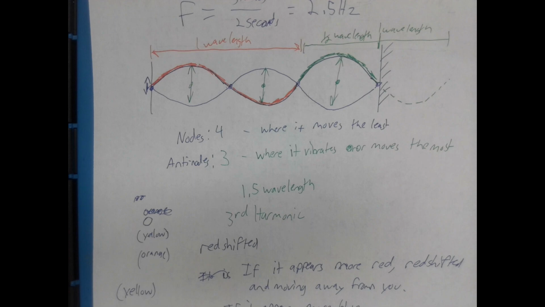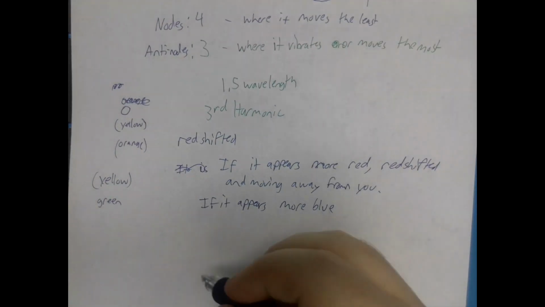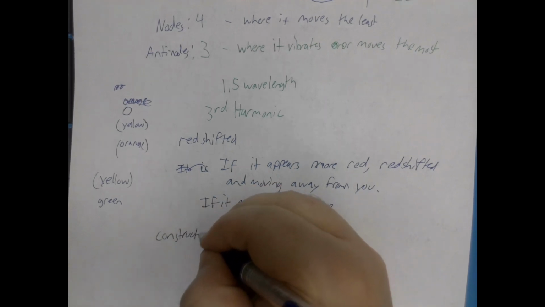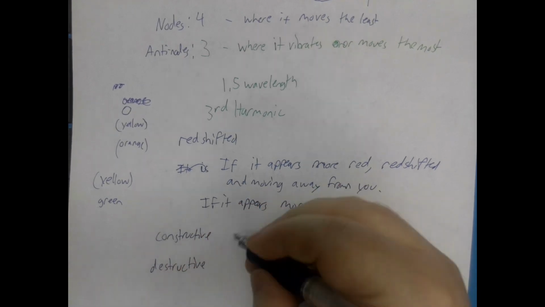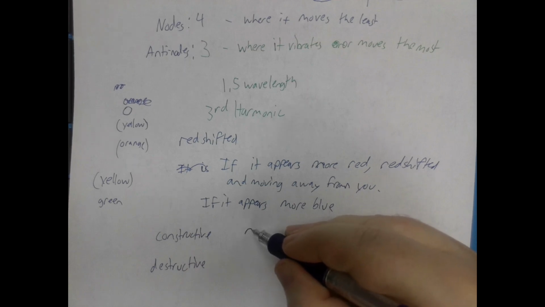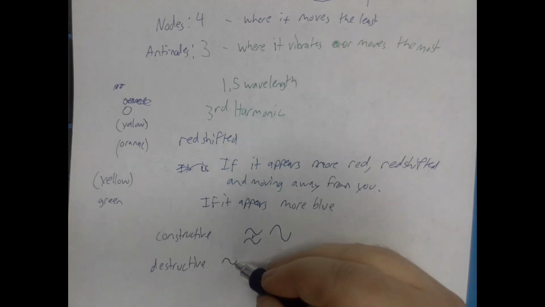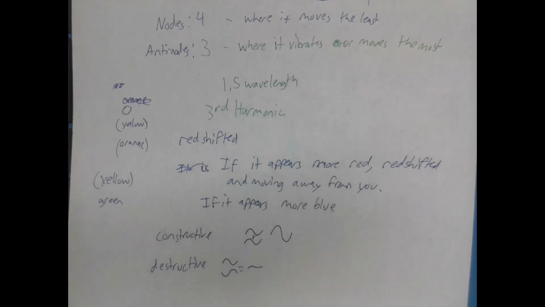And one last thing. Constructive versus destructive interference. Constructive would be whenever a crest and a crest line up to make a bigger wave. Destructive would be when a crest and a trough line up to make a smaller wave. Yes, everything I said was going to be on this.